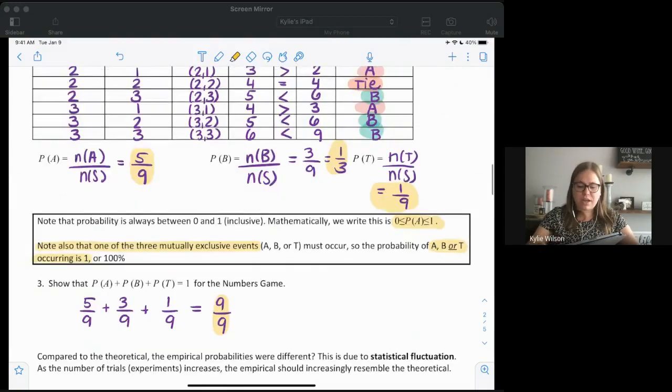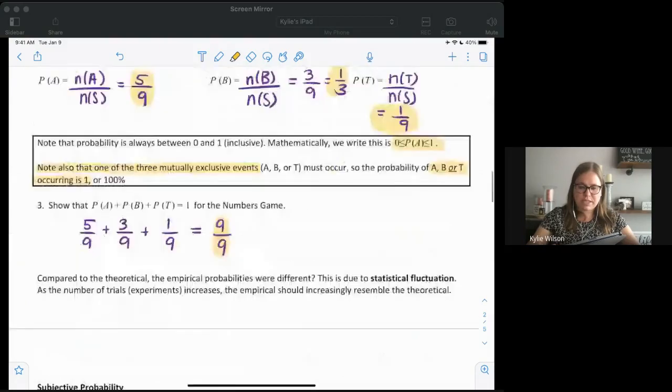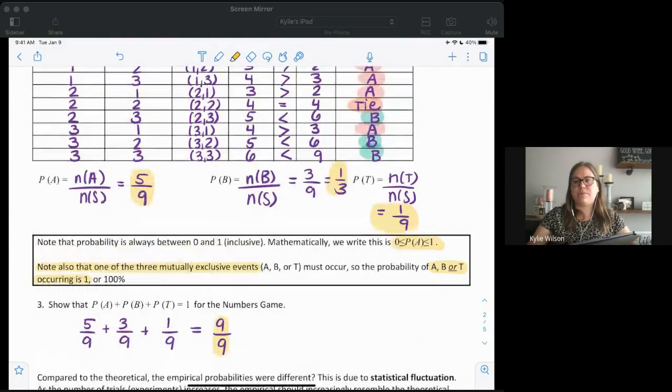Are there any questions before I move on to the next little bit? We're making really good time. Are we okay? All right.